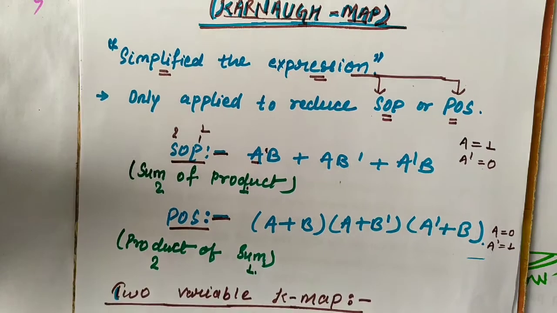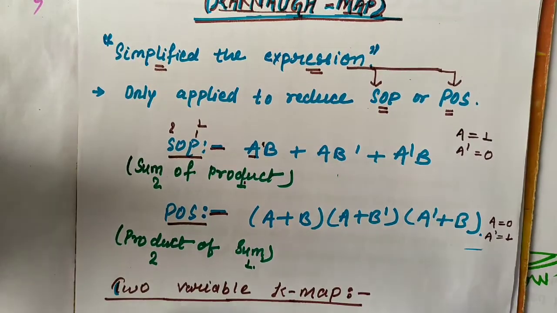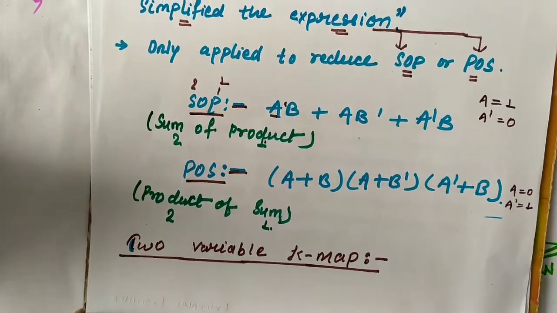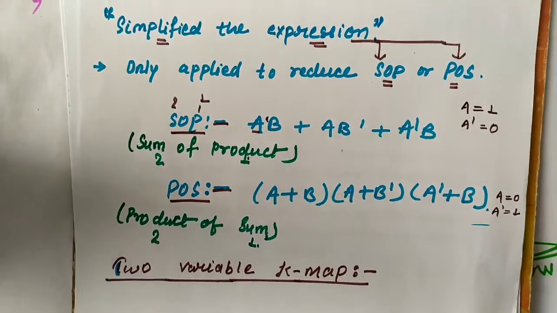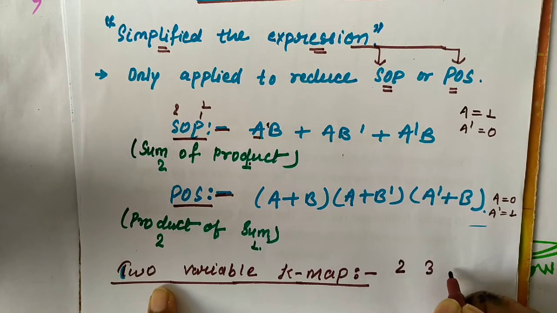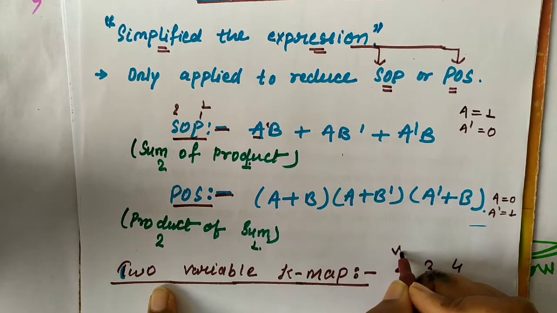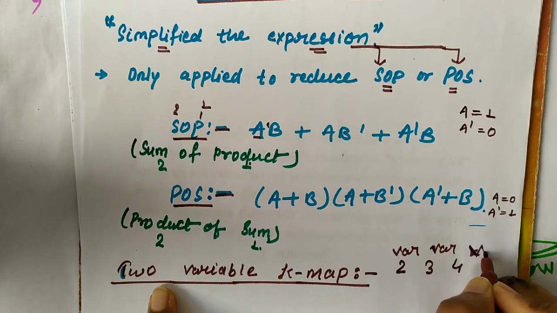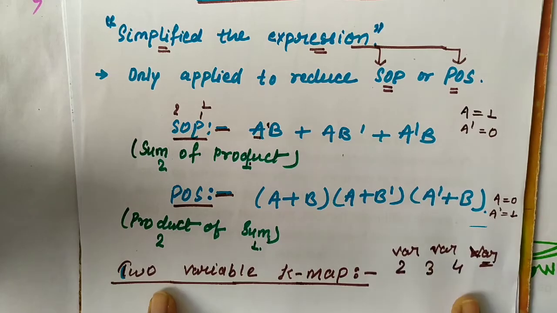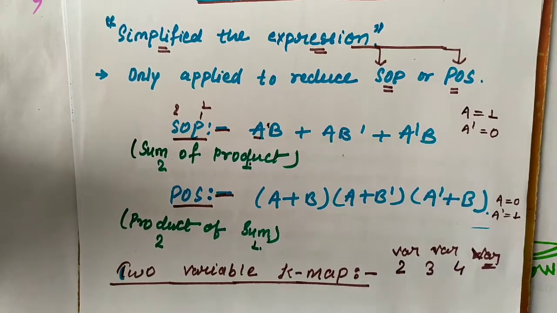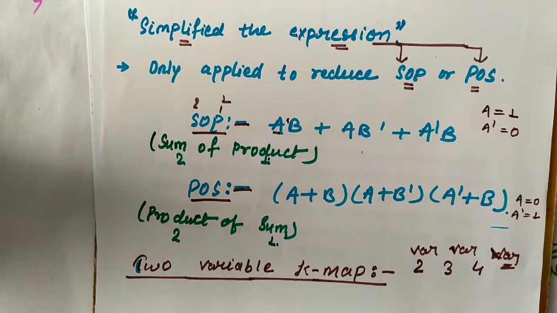So let's start K-map. K-maps are divided into types: 2 variable K-map, 3 variable K-map and 4 variable K-map. In this video we will discuss the 2, 3 and 4 variable K-map and only the diagram of the K-map.